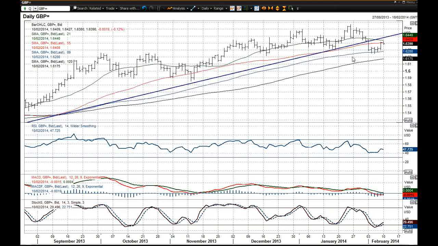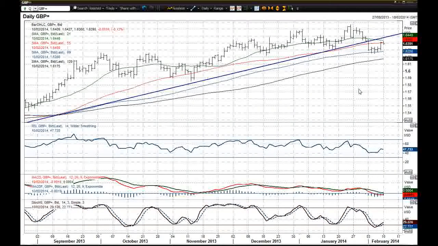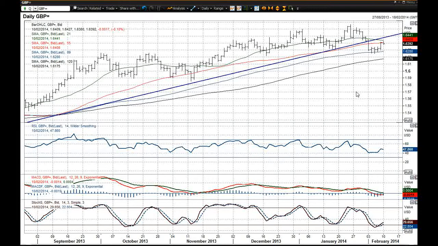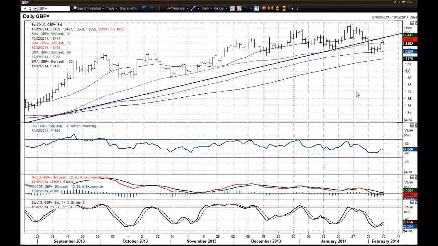As I said, the daily chart has still got more to do to recover, and that 64.40, which is the 21-day moving average, is the one that I'm looking for. A break above there would be a positive move on the daily chart. So there you go, that's cable.